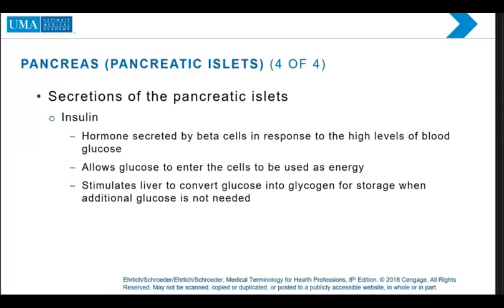There's also insulin. This hormone is secreted by beta cells in response to high levels of blood glucose. It allows glucose to enter the cells to be used as energy. It also stimulates your liver to convert glucose into glycogen for storage when additional glucose is not needed.